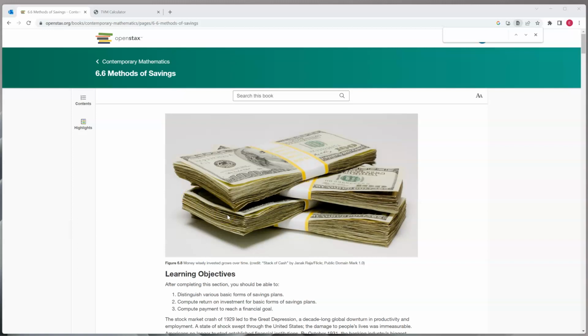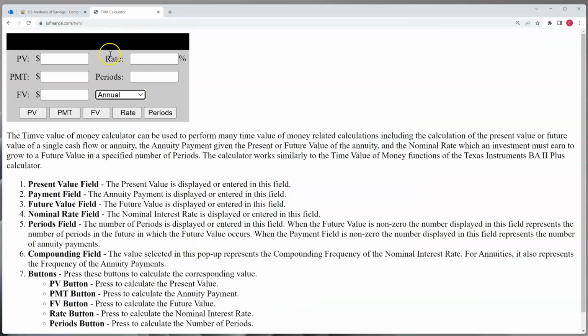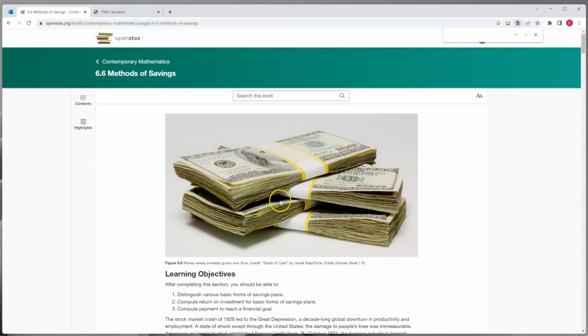Again, this is going to be a little bit different than what I've done in my previous videos where I've used the PowerPoint slides. I'm going to walk through the textbook so that I can flip back and forth to this TVM, which stands for Time Value of Money Calculator.